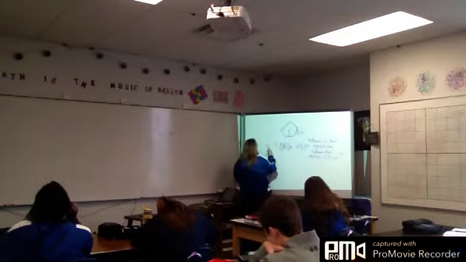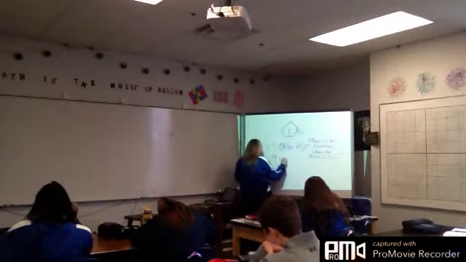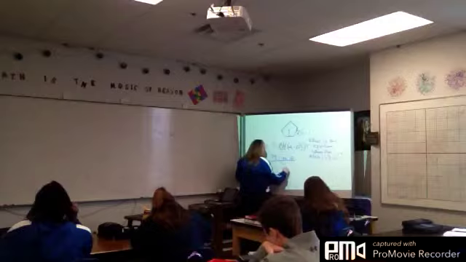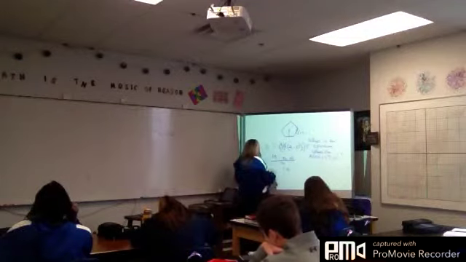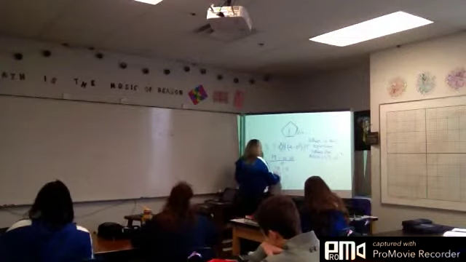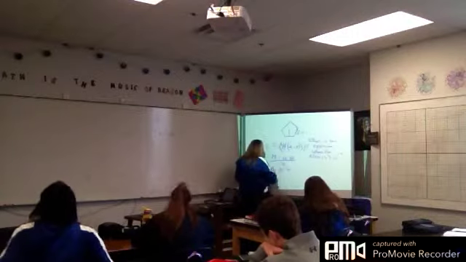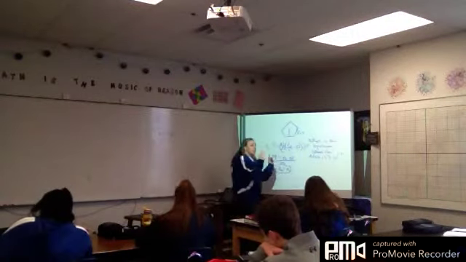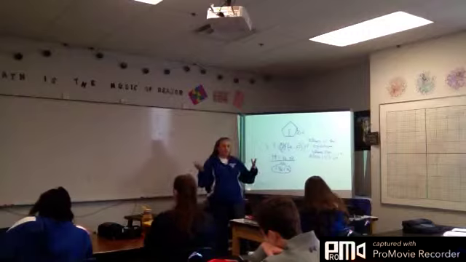2 times 7 is 14. 14 equals a times 10. Now what? Divide by 10. What does your apothem equal? 1.4 inches. So you're going to have to work it backwards too to find the apothem. Can you handle that? Yes.